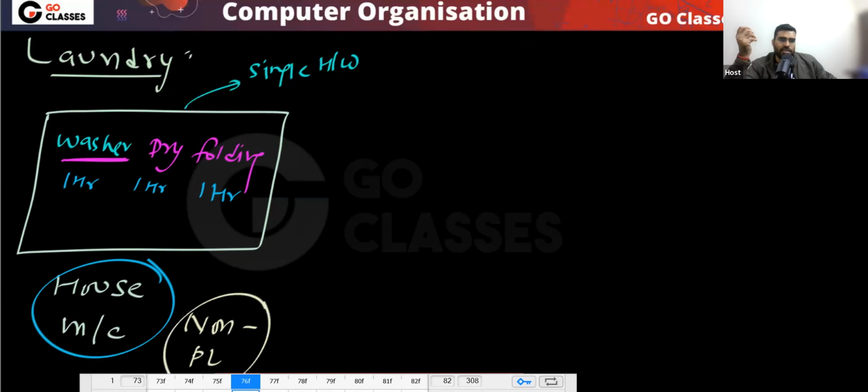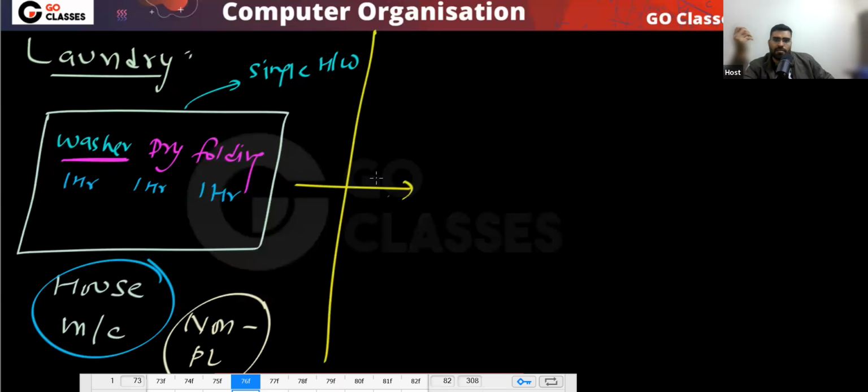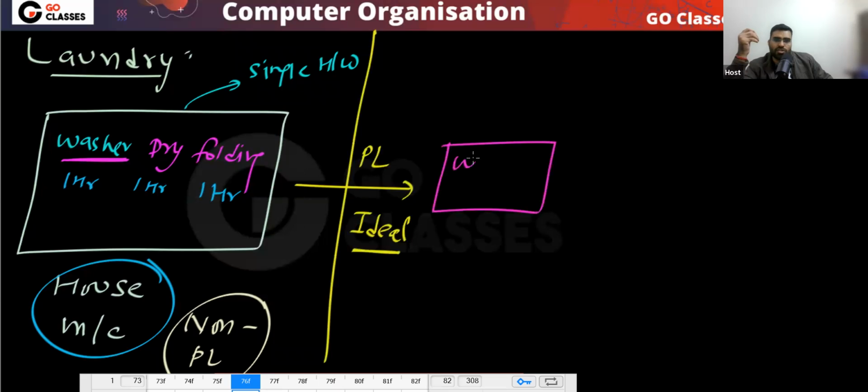Now I am converting this to pipeline. Then what is the most ideal situation? The ideal situation will be like this: the washer still needs only 1 hour. Yes or no? This will be the ideal situation, correct? The washer needs only 1 hour.